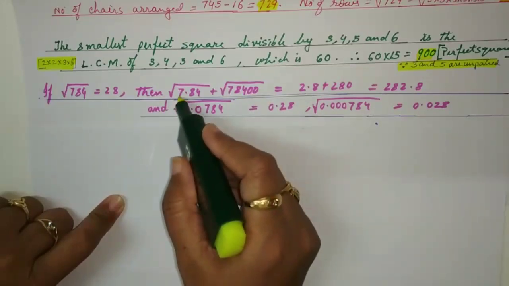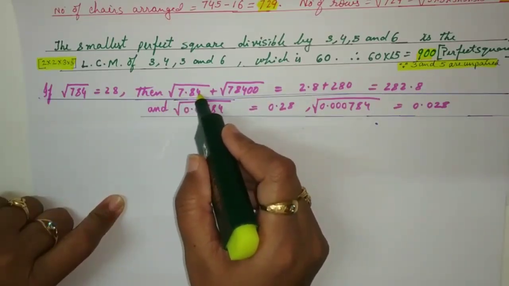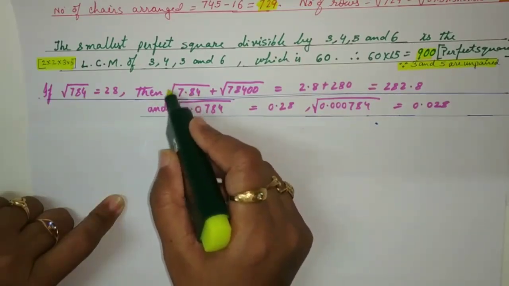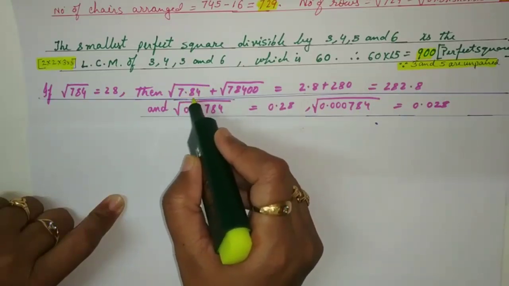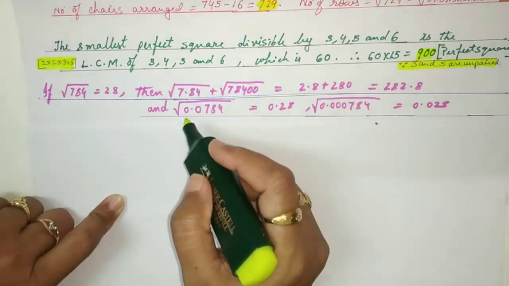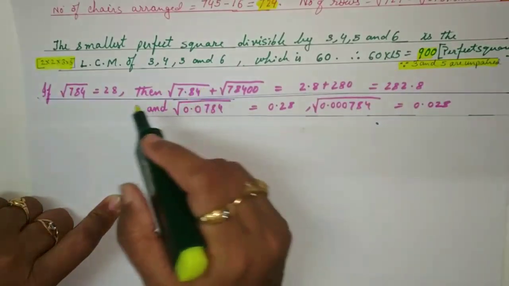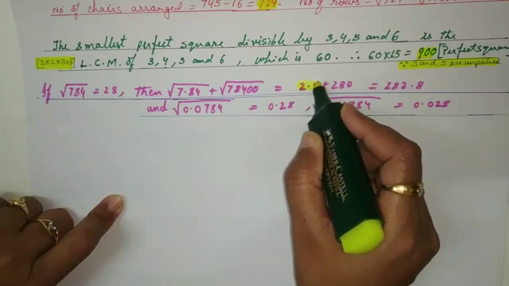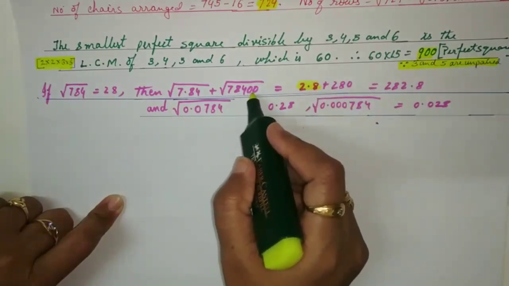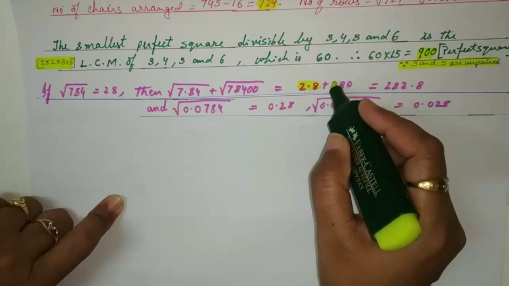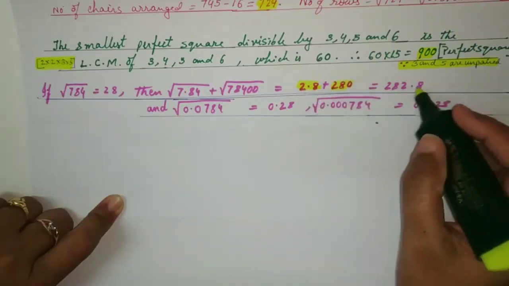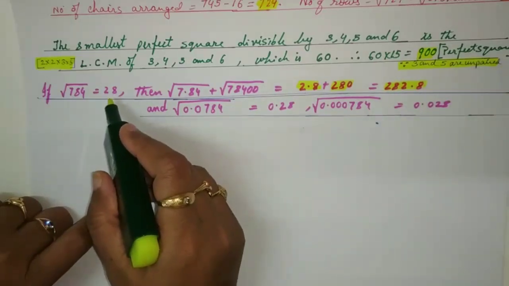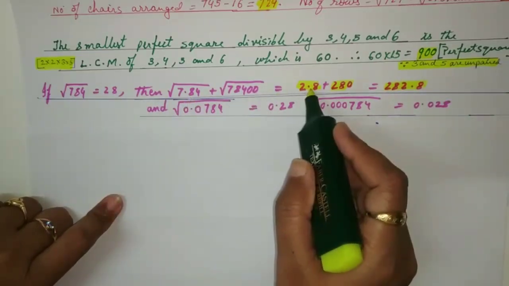So if the value of under root 784 is 28, there are two places of decimal. So when you do the square root, it will be 784 by 100. When you square root it, it will be 28 by 10. So the answer is 2.8 in the first case. If there are two zeros in the square root, you will get 1 zero. So it is 280 and the sum is 282.8. So from the given fact in the question, you are straight away finding out the answer.